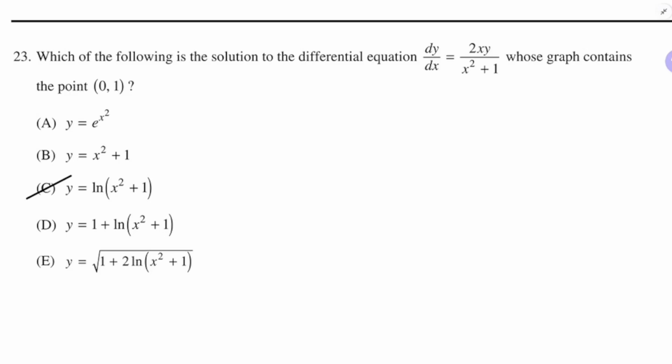I'm going to have to do separation of variables because I've got x and y in my derivative. So I'll divide both sides by y and multiply both sides by dx. Okay, anti-differentiate both sides, and then I go over here, and it's like, oh, whoa, what's going on here? So I'm going to need to do some u substitution.